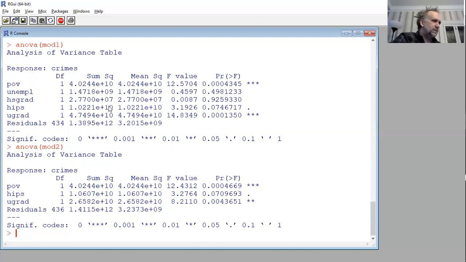The hipsters, well, it didn't change much actually, but it did change, right? It dropped by, well, 10 to the 8th, but compared to this magnitude, that's not much. And the university grads changed on the order of 10 to the 10th. So that one changed. So this was the demo in R. I don't want to make it too long or it'll take forever to upload. The marginal sums of squares change when the predictors are correlated.